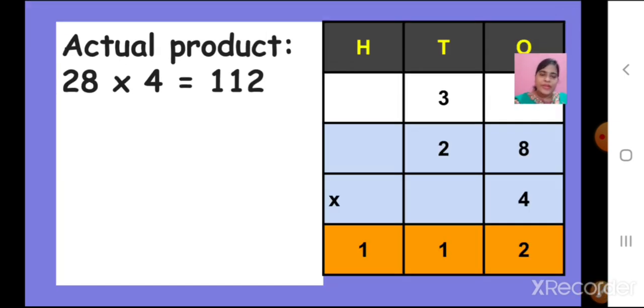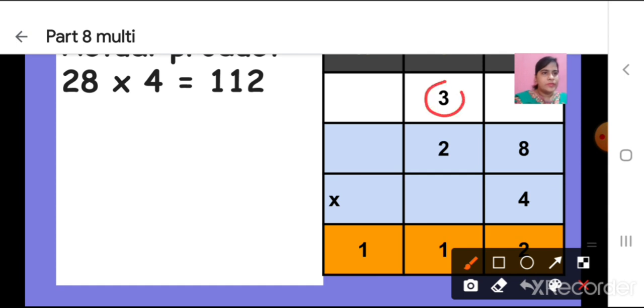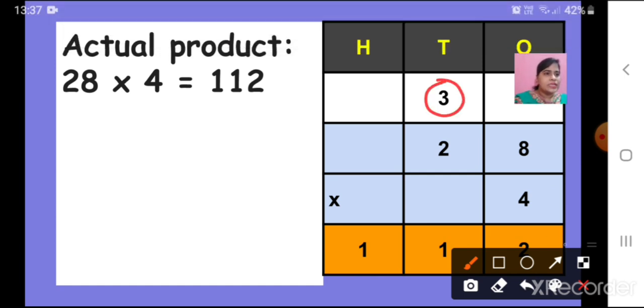Then we are going to find the actual product. 28 multiplied by 4. We have to multiply. See your children, draw the columns properly. Write 28 multiplied by 4 and then multiply. 4 8s is 32. So 3 will be carry over here and 2 you will write here down.